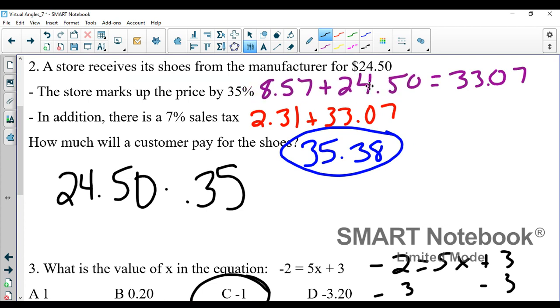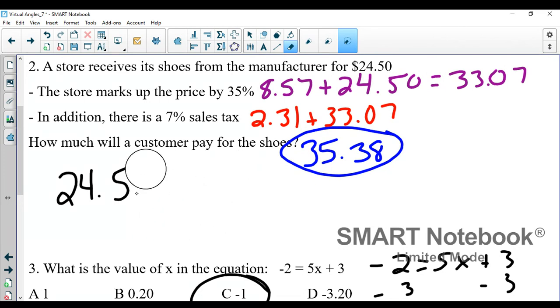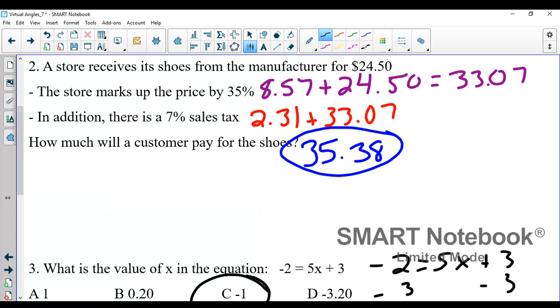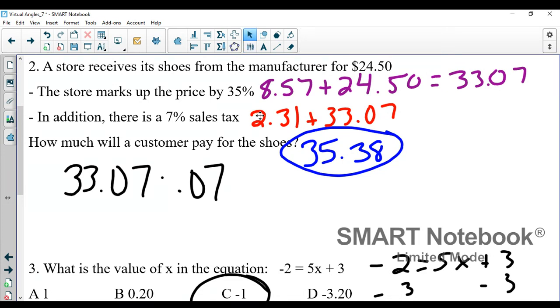The original price was $24.50. So that gives you a price of $33.07 after the markup. So after it gets marked up, now the price is $33.07. We also have a 7% sales tax. So to find out what the tax is, we'll multiply $33.07 by 0.07, which is 7%. When you do that multiplication, it gives you $2.31.